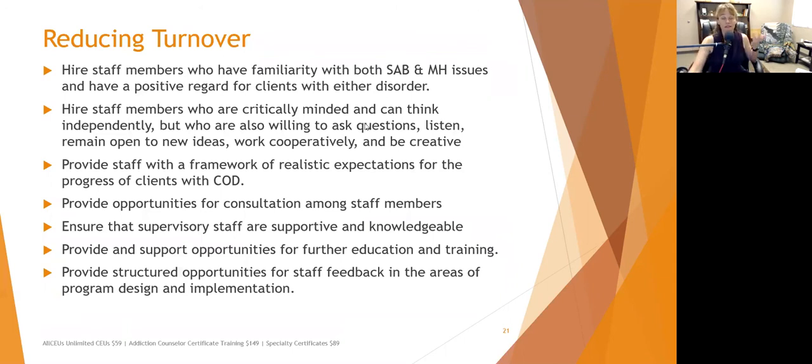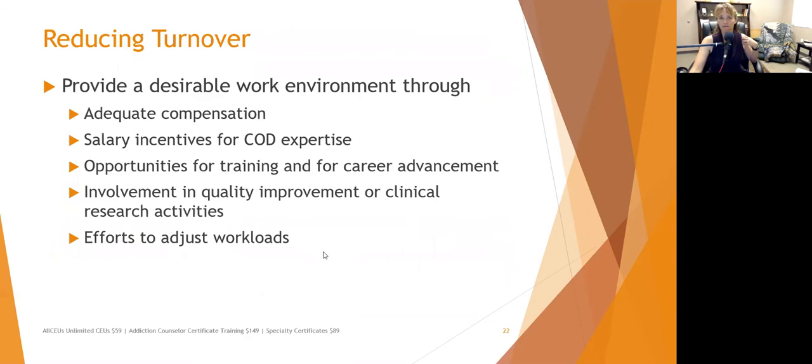So pay attention to what line staff has to say, because they're probably going to give some really good, practical feedback. In order to reduce turnover, provide a desirable work environment through adequate compensation. Stop laughing. We get into this because it's a calling, not because we think we're going to get rich. So, we know we're not going to be making $60,000, $70,000, $80,000 a year, but we want to make sure that people do have adequate compensation for their level of training.